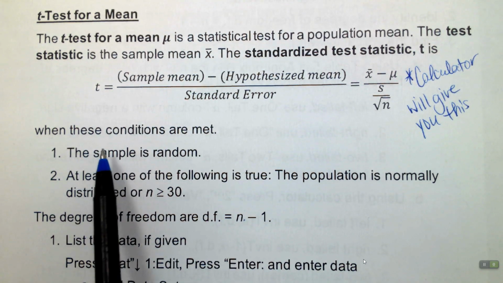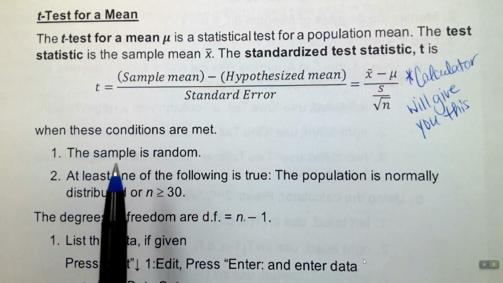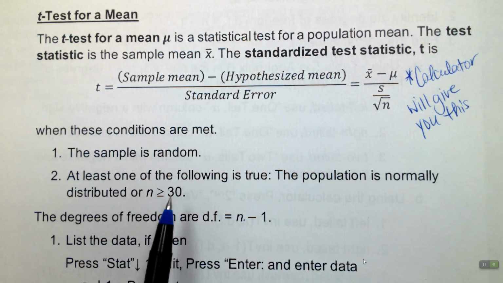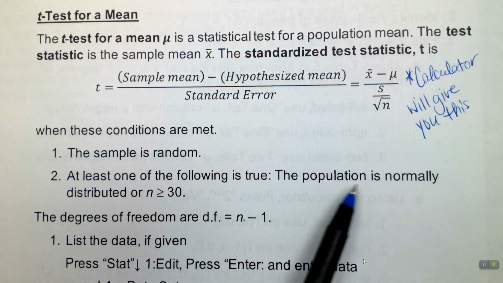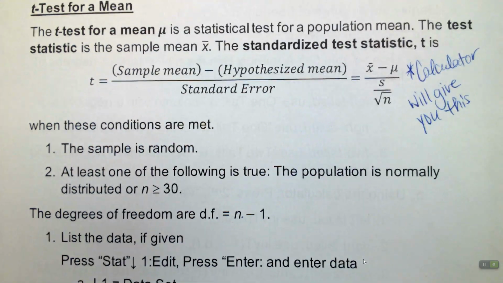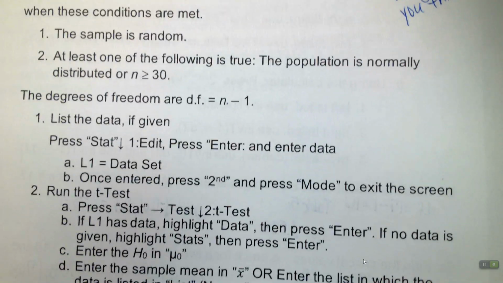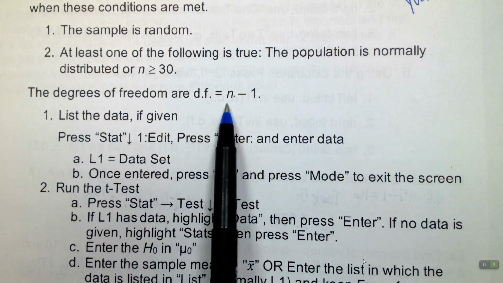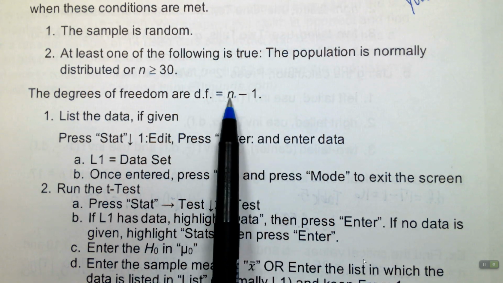Notice your central limit theorem must be met as well. So the sample must be random, and we need at least 30 in our sample, or the population needs to be normally distributed. As well as knowing how to find your degrees of freedom, which is your sample size minus 1.